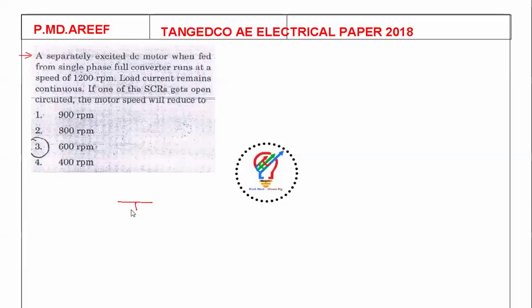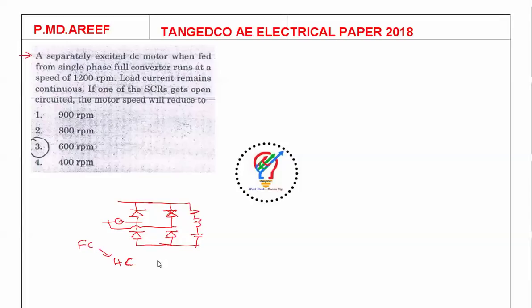So let us consider a single phase full converter where we have 4 SCRs connected in a bridge configuration like this. Here we give the AC supply between these two terminals, and here we have the R, L, E load, because it's a DC motor, right? A separately excited motor. Now this is operating here. Now suddenly one SCR goes off. That means the full converter is going to act as a half converter.